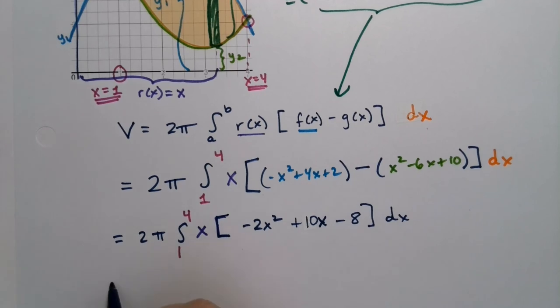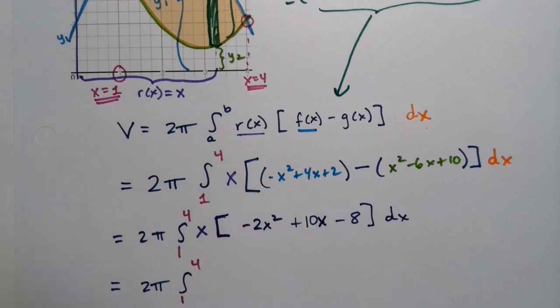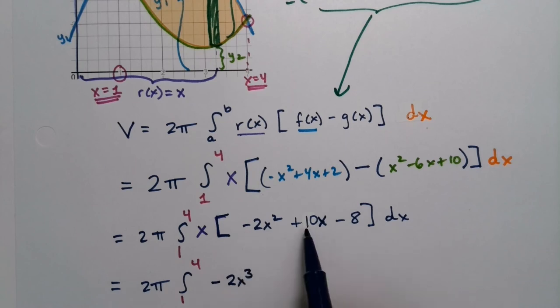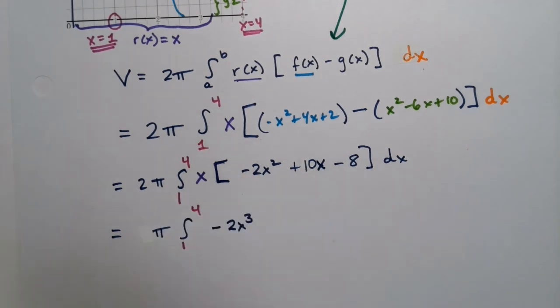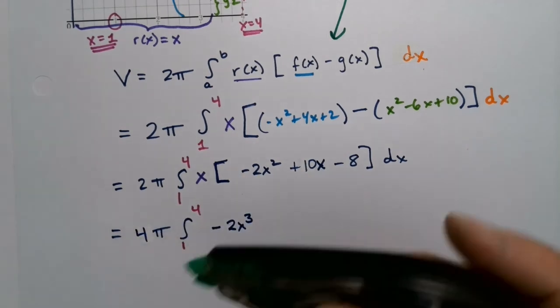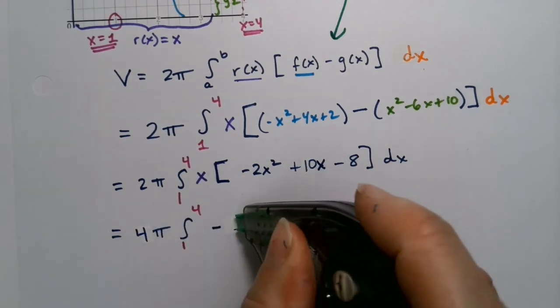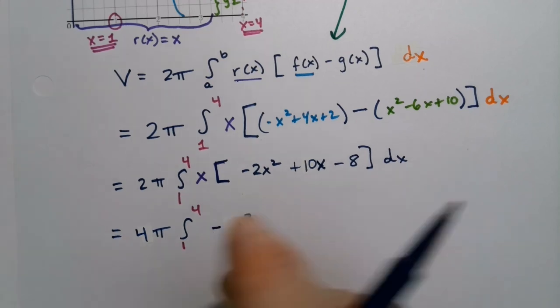All right, which is 2 pi times the integral from 1 to 4. And then it's negative 2x cubed. Oh, you know what? 2 goes into 2, 10, and 8. Let's be smart about this. Let's make it a 4 out in front. There we go. That's wiser. I mean, why deal with more numbers in here than we have to, right?